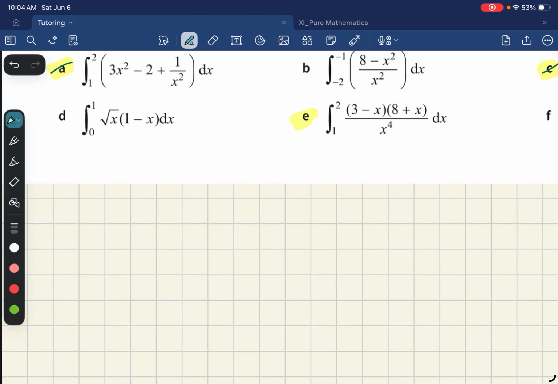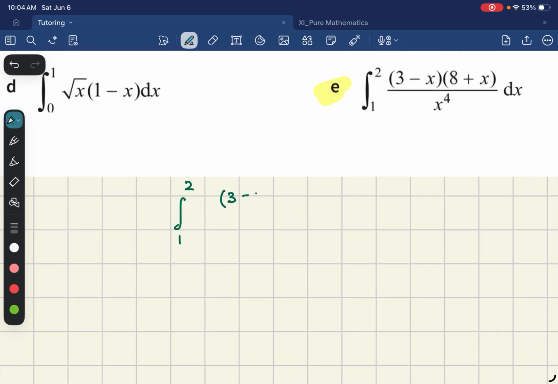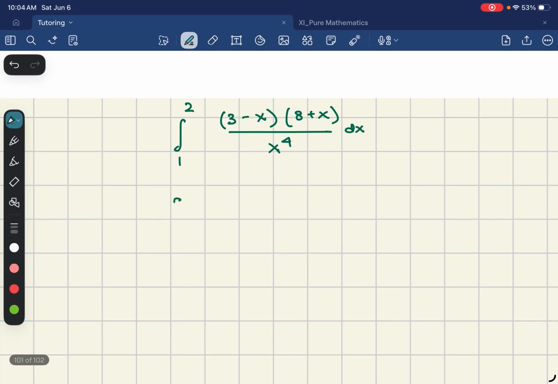Part E. Sorry about that. So you're integrating from 1 to 2, 3 minus x times 8 plus x divided by x to the power 4 dx. So now you just expand your numerator out. If you expand your numerator out, you are going to get negative x squared plus 3x minus 8x, so that is going to be minus 5x plus 24. So you're going to get this expression divided by x to the power 4.